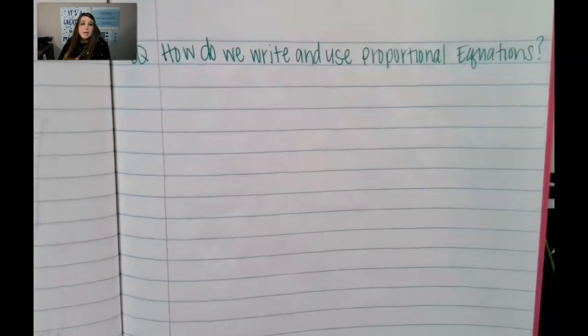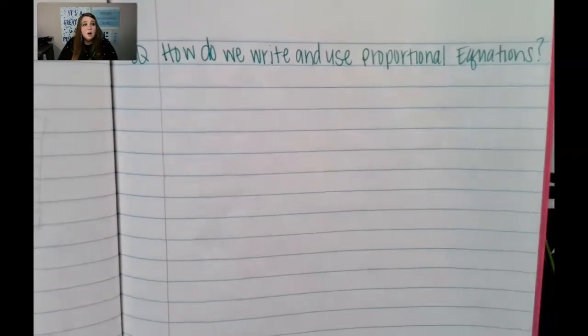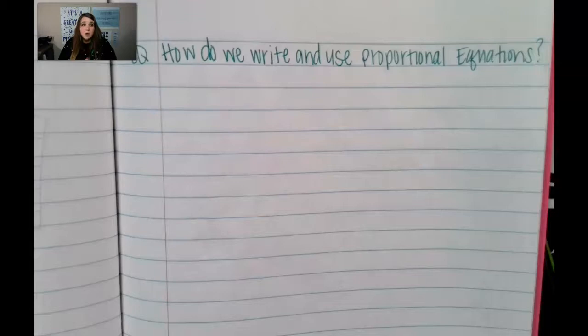The problem says the weight of an object on Titan, one of Saturn's moons, is proportional to the weight of an object on Earth. The weight on Titan is Y. The weight on Earth is X. An object that weighs 105 pounds on Earth would weigh 15 pounds on Titan. And they want us to write an equation that represents this situation, so that we could substitute anything in and have a line that can be graphed.